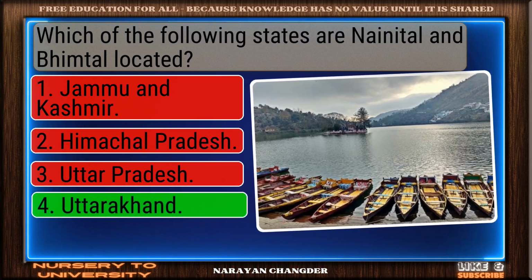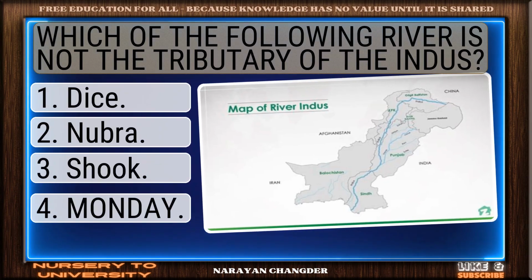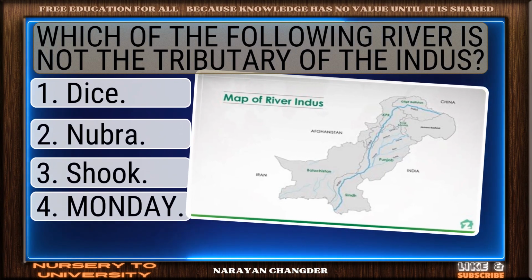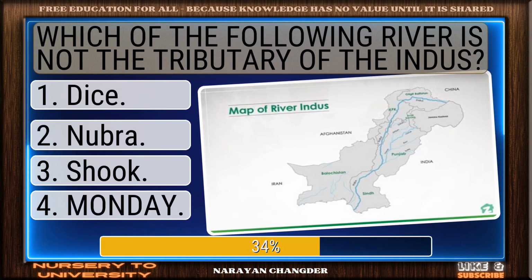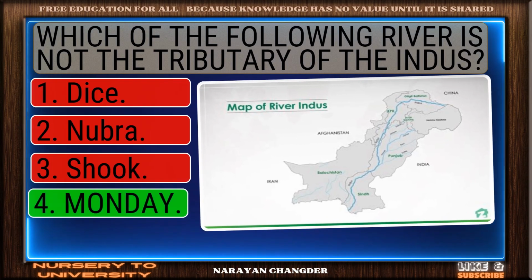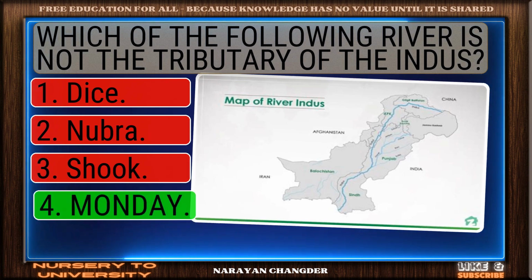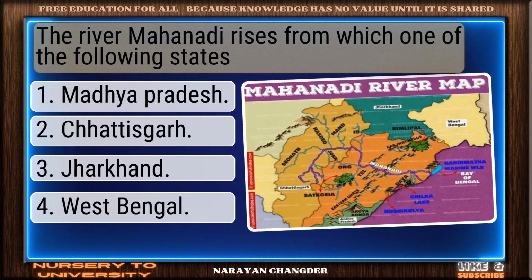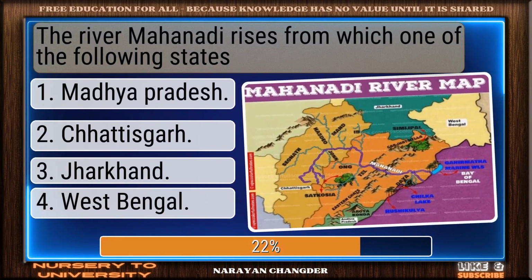Excellent. Uttarakhand is a brilliant choice. Question number 82. Which of the following rivers is not a tributary of the Indus? Well done. Monday is the right choice. Question number 83. The river Mahanadi rises from which one of the following states?